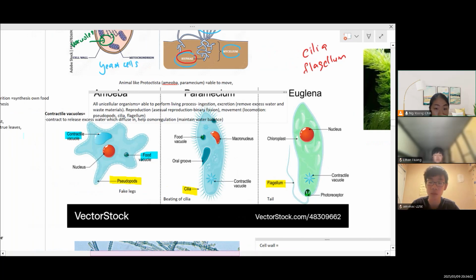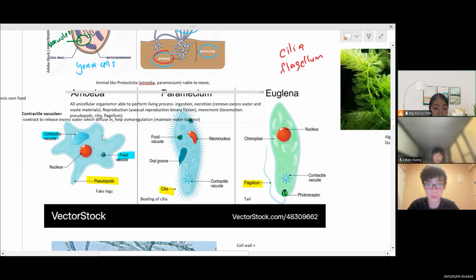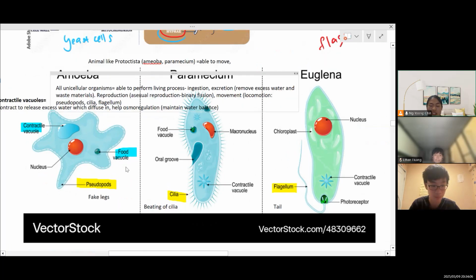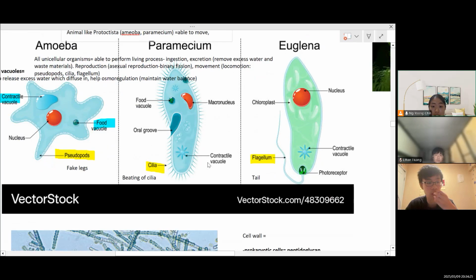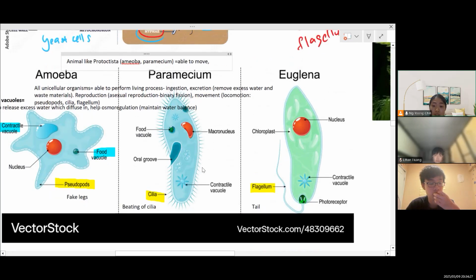Okay, so this is the story of the protists. Another thing you should know is that they are all classified as eukaryotic organisms, so all of them must have a nucleus. Just like in the amoeba, you have one nucleus. However, the paramecium has two nuclei, one macronucleus and another micronucleus.